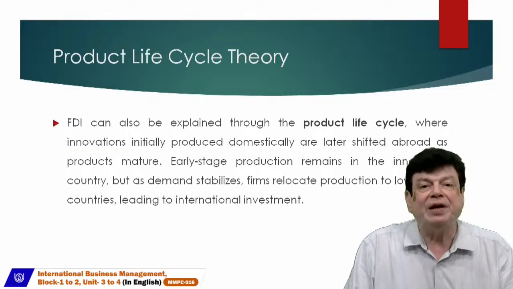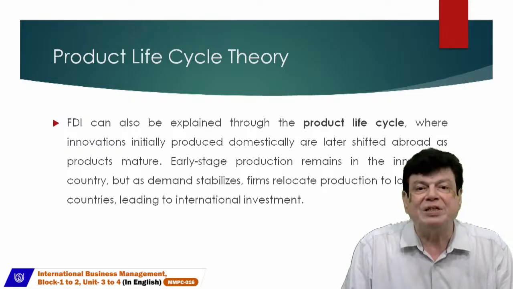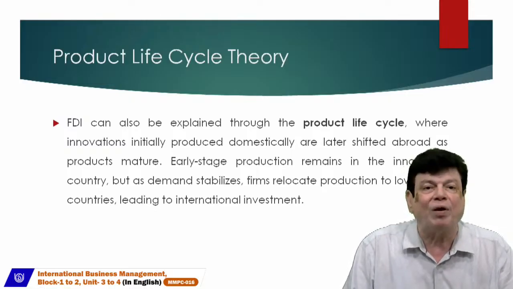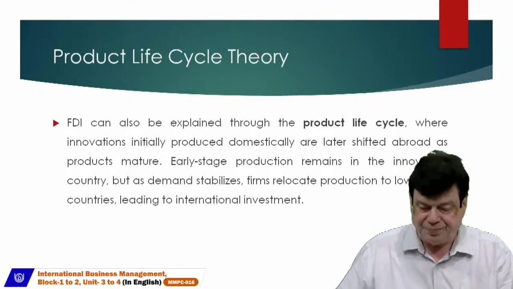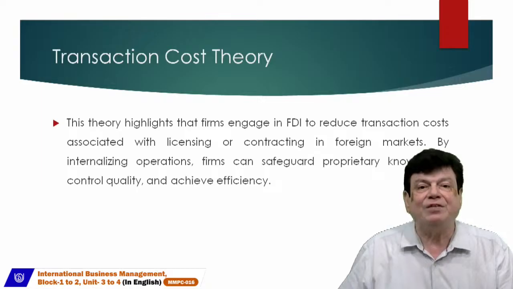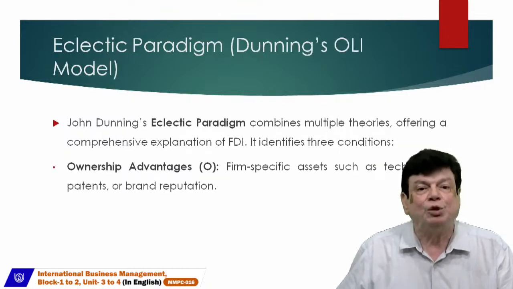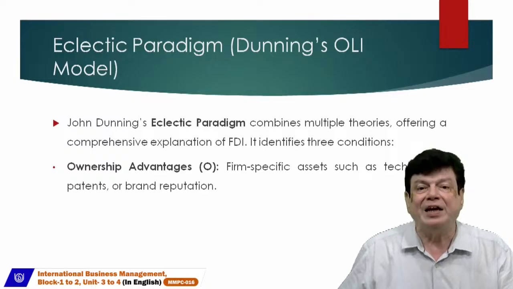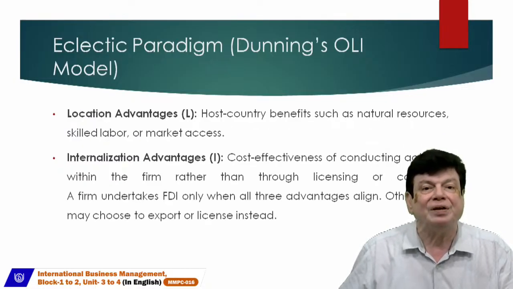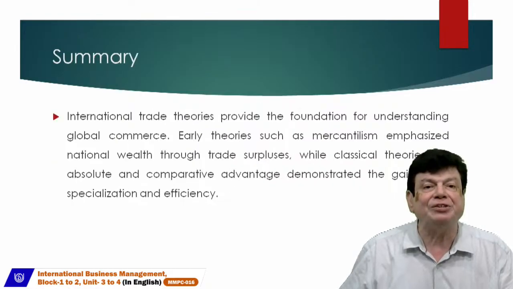FDI can also be explained through the product life cycle, where innovations initially produced domestically are later shifted abroad as products mature. This theory highlights that firms engage in FDI to reduce transaction costs associated with licensing or contracting in foreign markets. John Dunning's eclectic paradigm combines multiple theories, offering a comprehensive explanation of FDI. It identifies 3 conditions: ownership advantage, location advantage, internalization advantage.